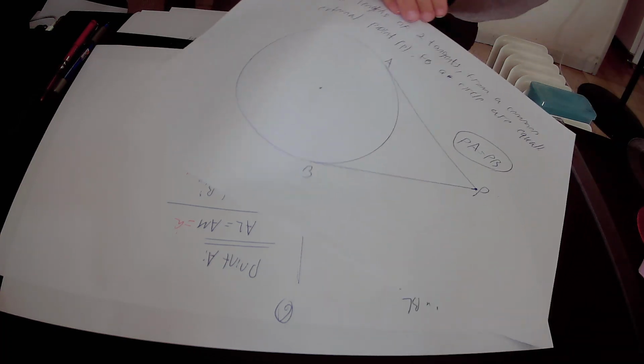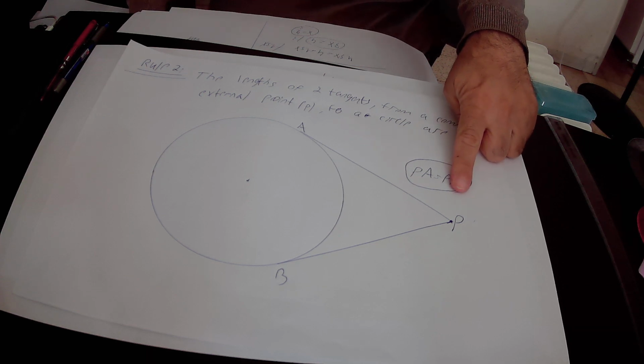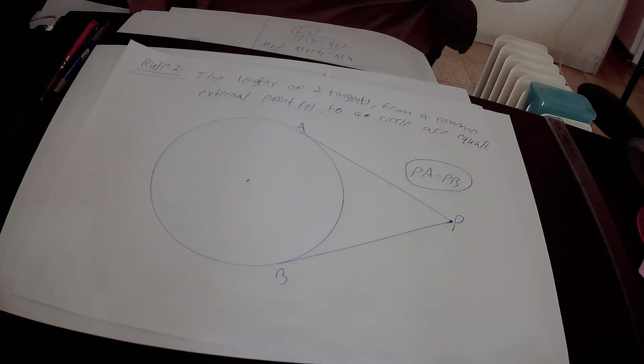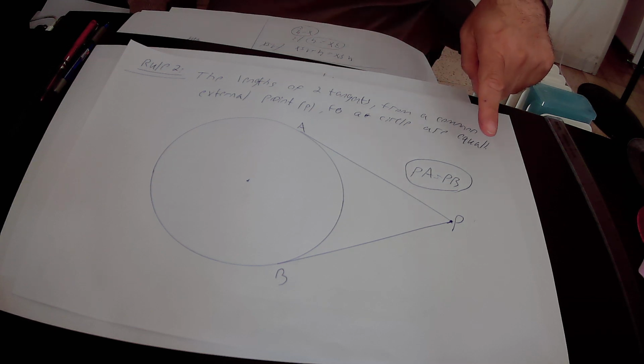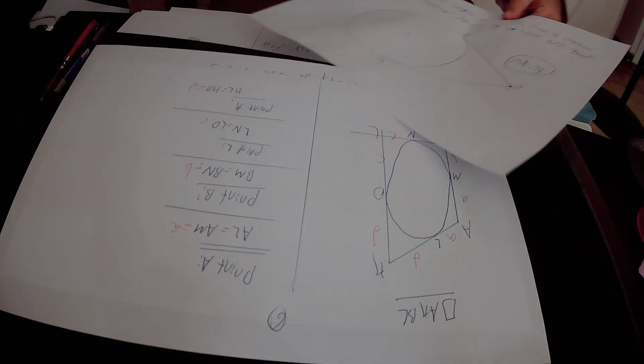According to rule number 2, the lengths of two tangents from a common external point to a circle are equal. We have the common external point P. From point P we draw two tangents to the circle, tangent PA and tangent PB. According to rule number 2, the length of PA is equal to PB. PA equals PB. So we can implement rule number 2 in our drawing.